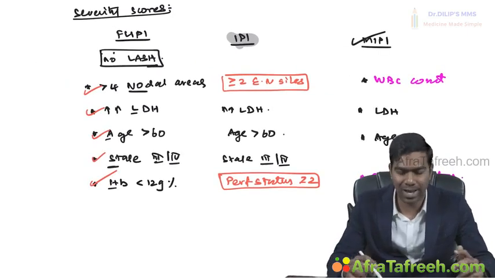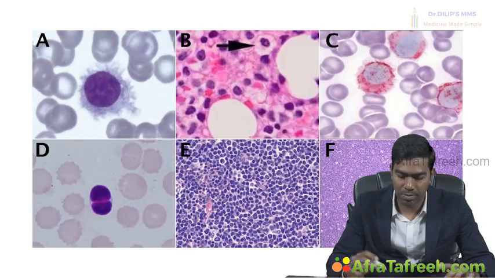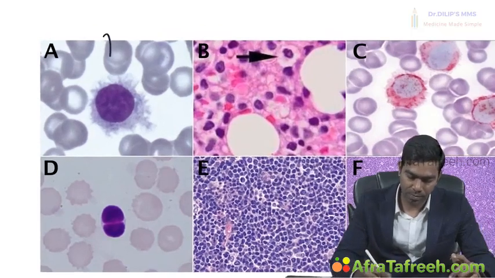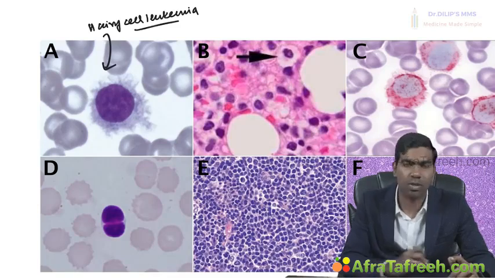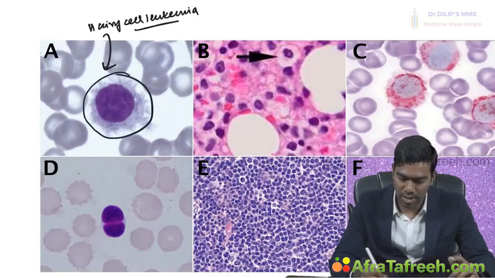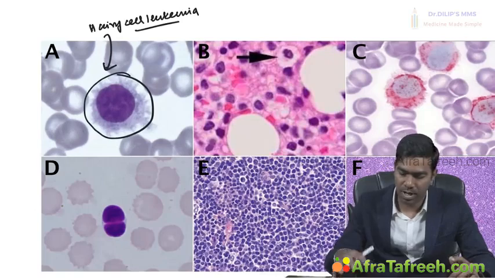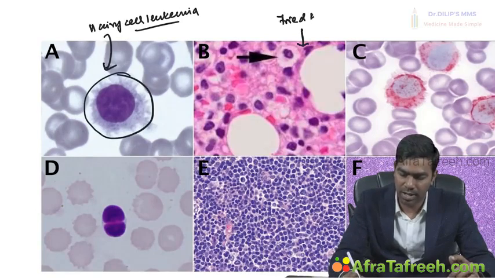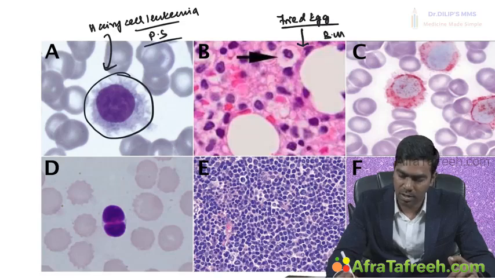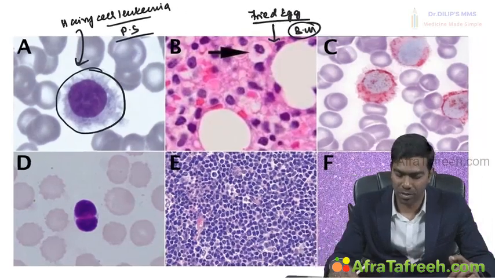Now let us move on to the diagrams, images as promised. You can see these are cytoplasmic projections that you typically see in hairy cell leukemia. These are called hairy cells. Clear? And you can see again in hairy cell leukemia this characteristic fried egg appearance in the bone marrow. This one is in the peripheral smear, this is in the bone marrow. Clear? Hairy cells.